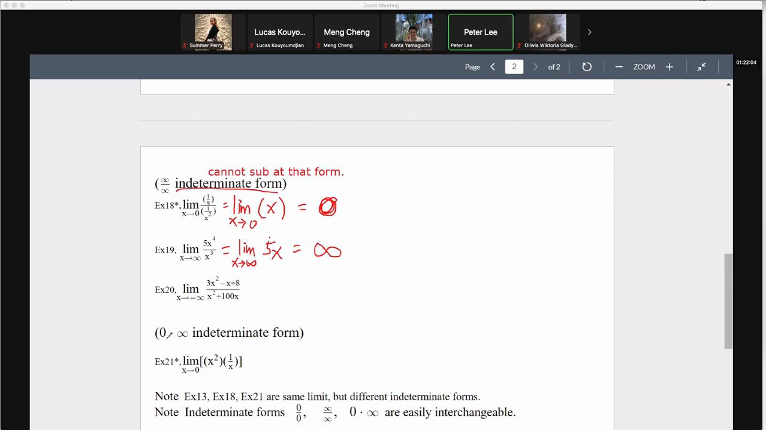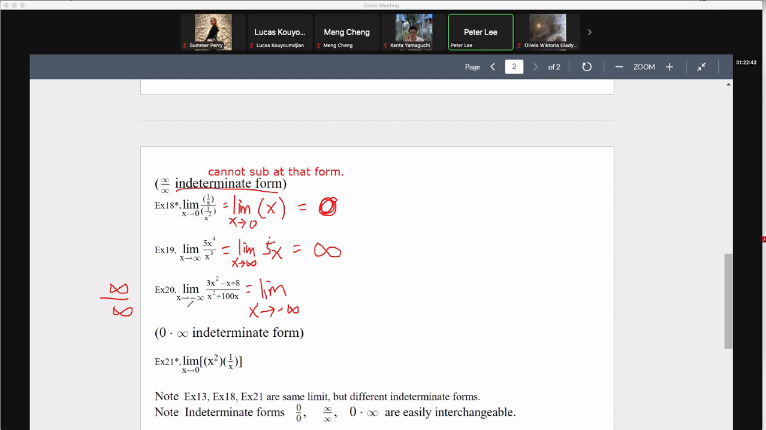Now this one here. Example 20: limit of 3x squared minus x plus 8 over x squared plus 100x. Note that this is also infinity over infinity form. So in this case, how do you do this? Let me show you how we do this. The limit, x approaching minus infinity, and then this is what we do.